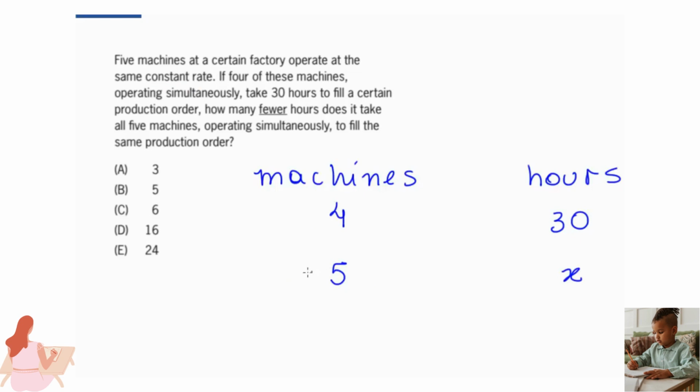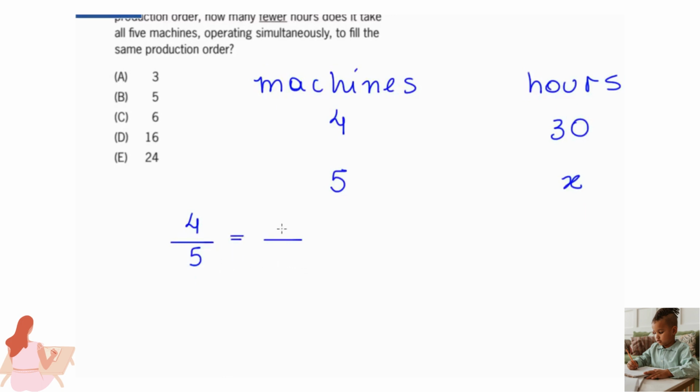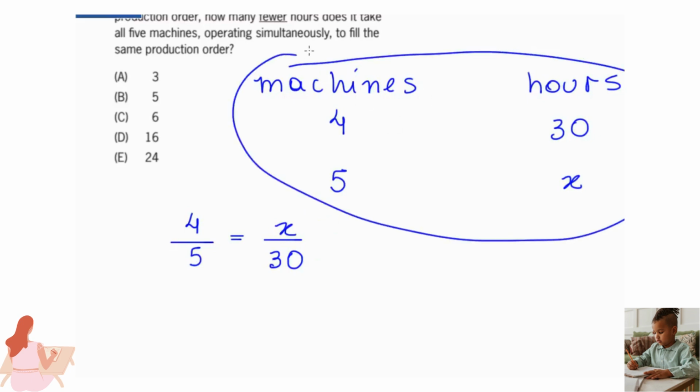I warn you that if we increase the number of machines, the number of hours that those 5 machines take to do the same job has to decrease. If we increase the number of machines, there's no way the amount of hours to do the same job won't decrease. So to put the proportion for this question in a correct way, we have to consider that 4 over 5 must be equal to x over 30, instead of considering 4 over 5 equals 30 divided by x. We invert here because the quantities involved in this question are inversely proportional.